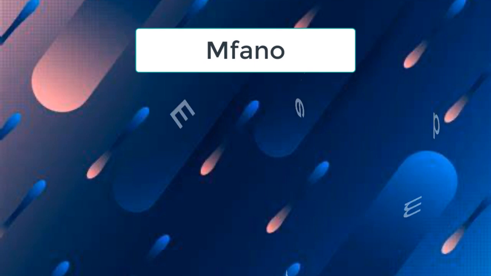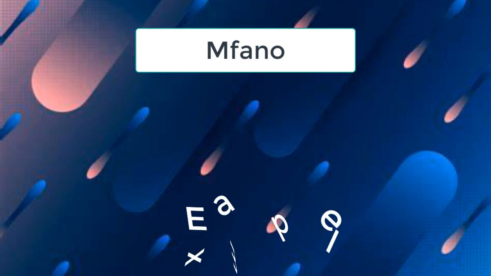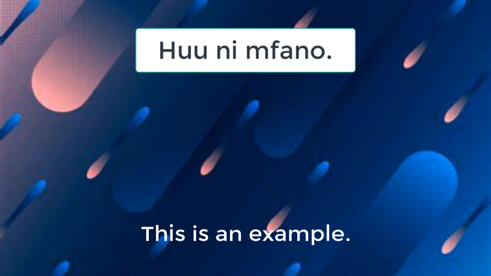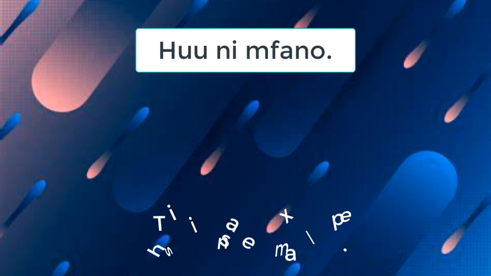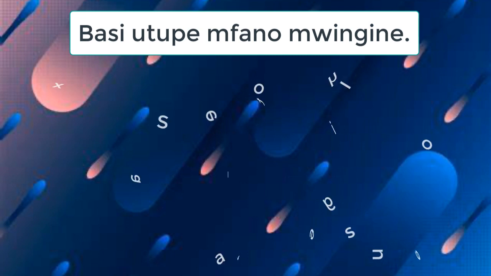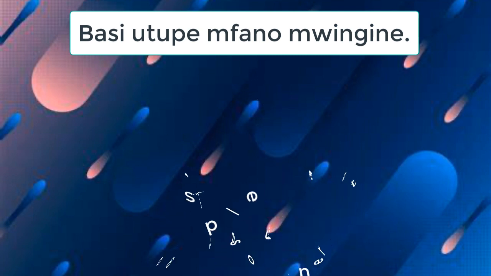Well, we're going to go to the next one, which is mfano. Mfano means an example. For example, huu ni mfano. This means this is an example. Another example is basi utupe mfano mwingine. This means, so give us another example.